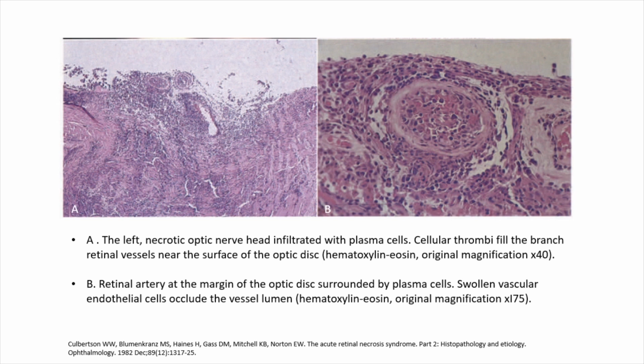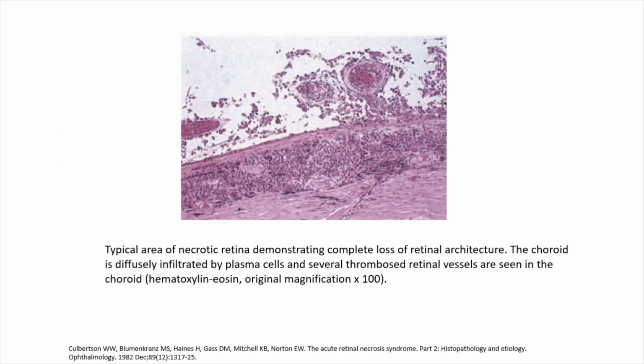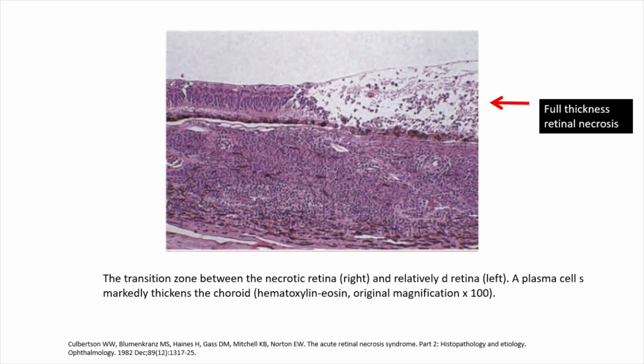And there is the optic nerve lesion showing chronic inflammation of the optic nerve with necrosis of the retina overlying it, and there are occluded blood vessels with chronic inflammation surrounding them. And here is necrotic retina with complete loss of retinal architecture, and there is inflammation of the choroidal vessels with thrombosed retinal vessels.